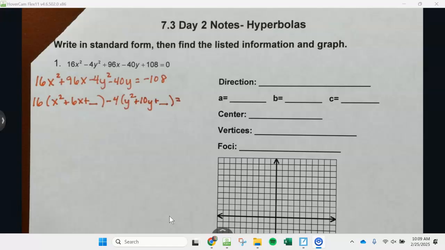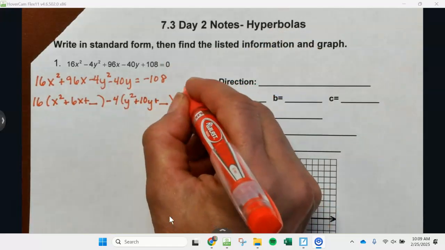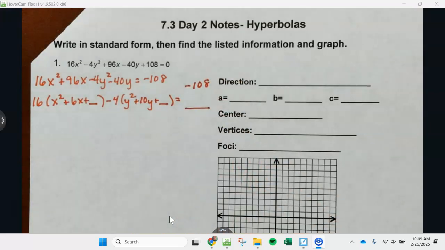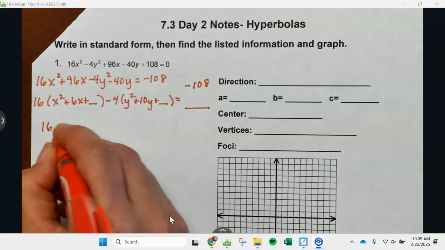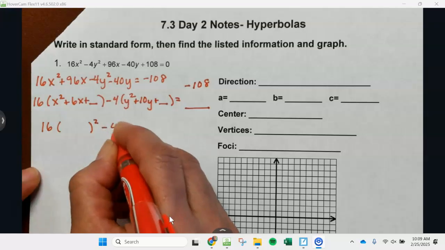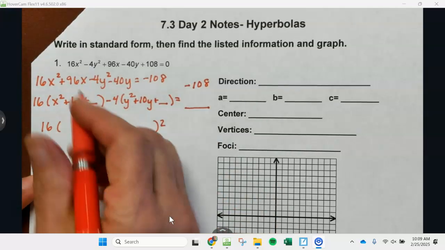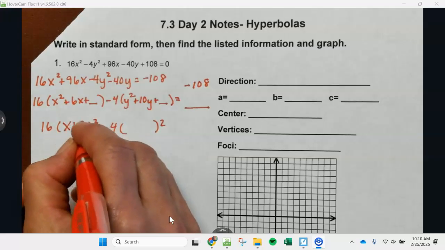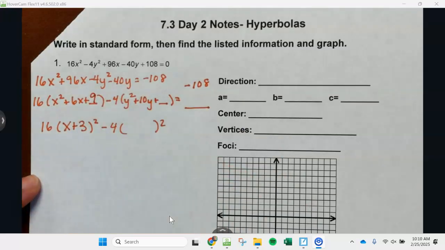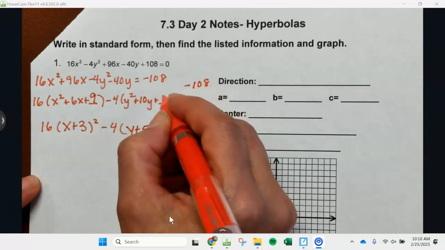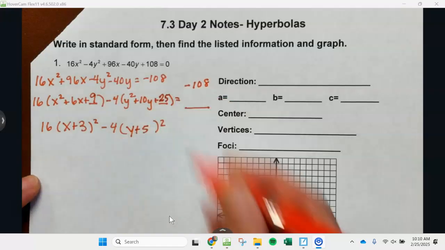All right, and then on the other side, guys, I don't have a lot of room. So this negative 108, I'm going to move kind of floating at the top, and I'll just put my values there underneath it. Okay, now it's time to wrap these in nice little squared packages. All right, here we go. So half of 6, of course, is 3. 3 squared is 9. Half of 10 is 5. And 5 squared is 25.